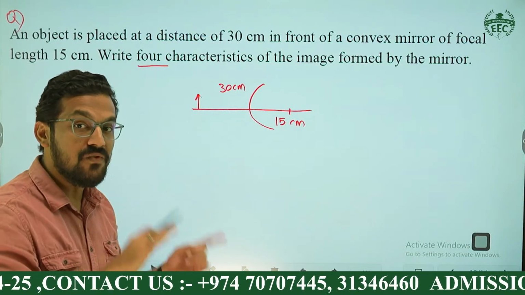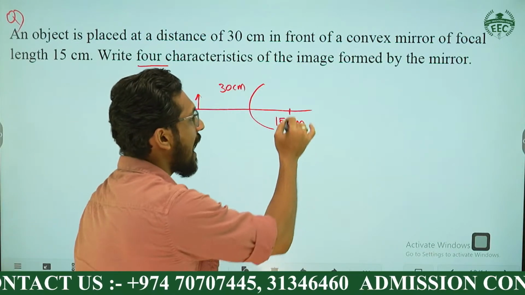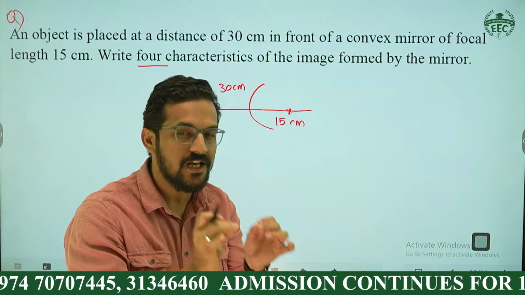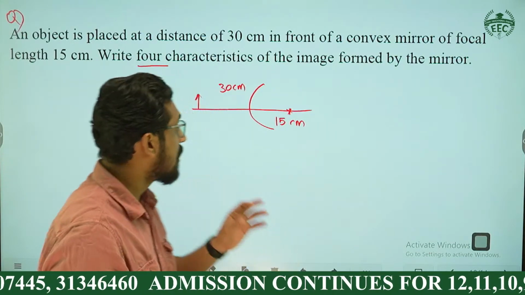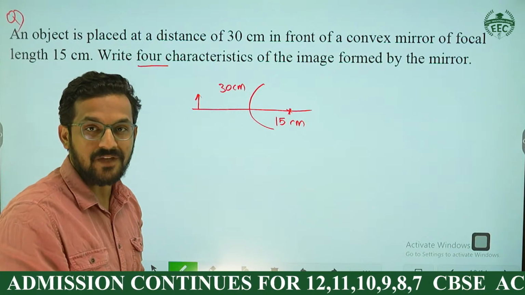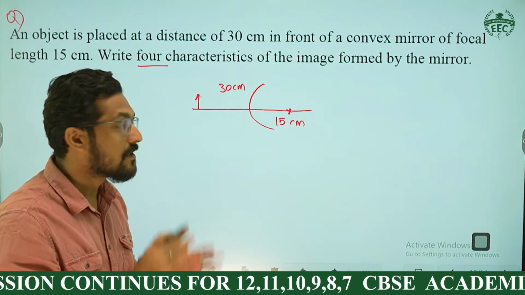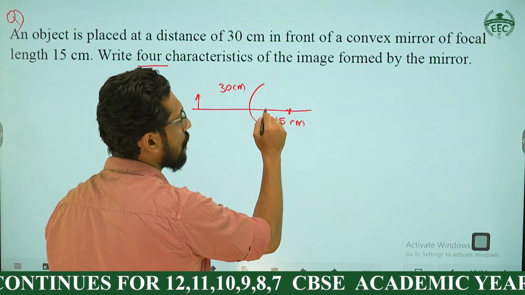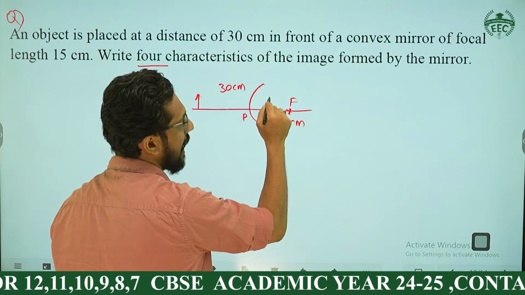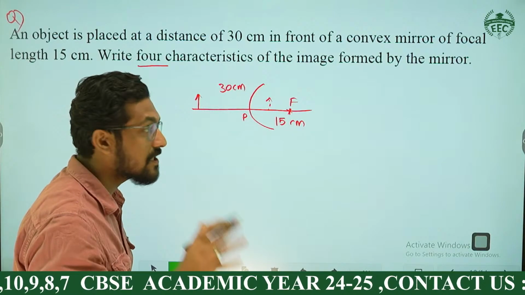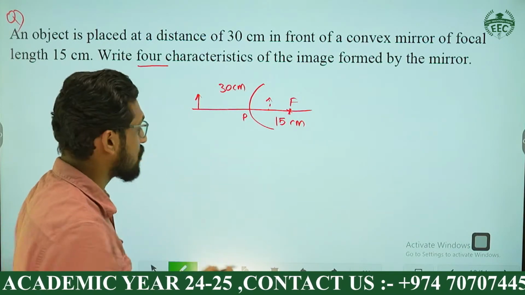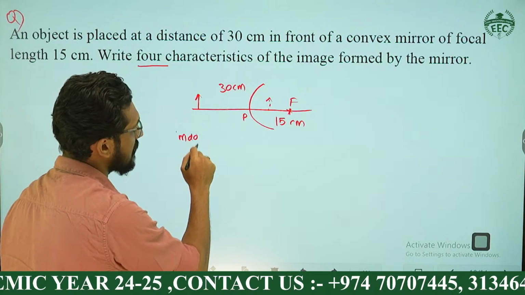If the object is at infinity, the image formed will be at the principal focus, and that image is going to be highly diminished. But for this particular case, the object is in front of the mirror. Can you see that? That means the image will be formed between P and F, between pole and focus. Are you getting it? What are the properties of this image?